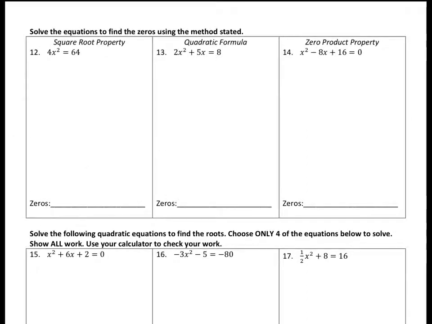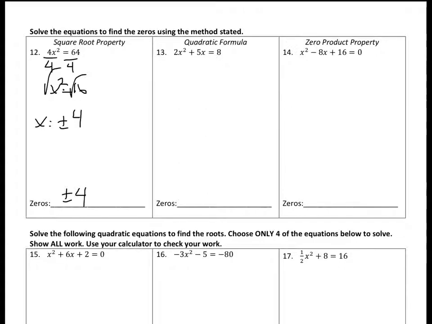Okay, let's try step 3. Solve the equations to find the zeros using the method stated. Well, square root property, flip to that page on your solving quadratics page. I need to isolate what's being squared, so let's divide by 4, divide by 4, so x squared equals 16. Now what's being squared is by itself, so I can square root. So I get x equals positive and negative 4, always two solutions.